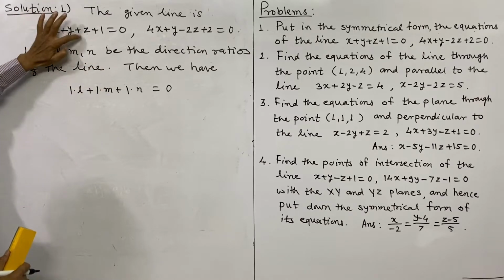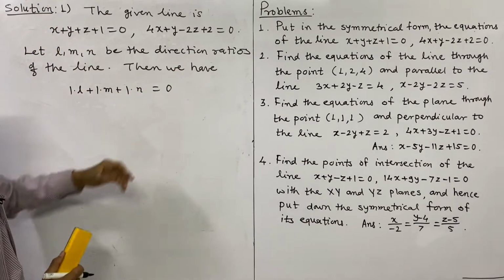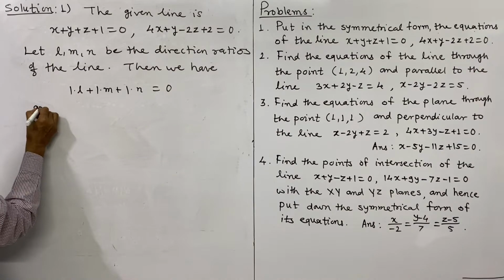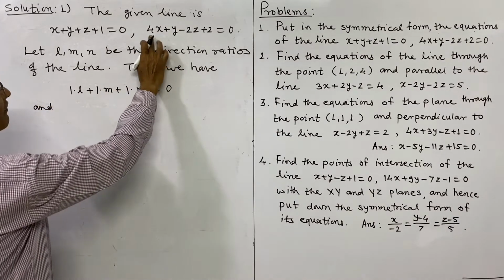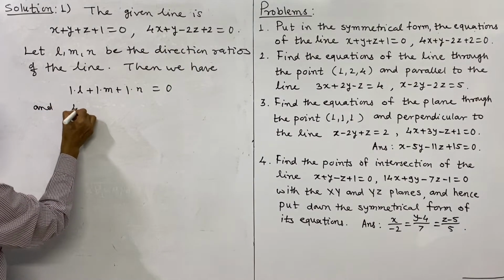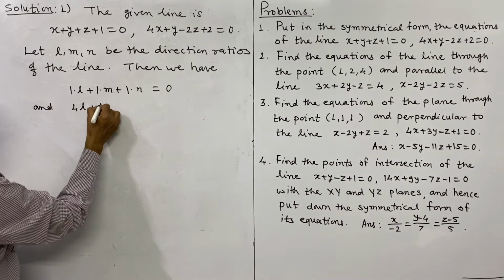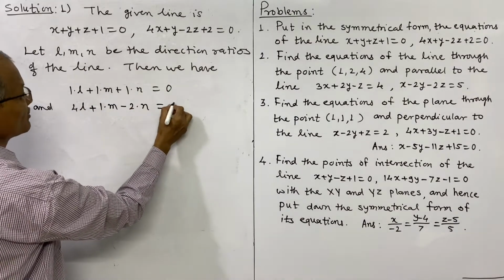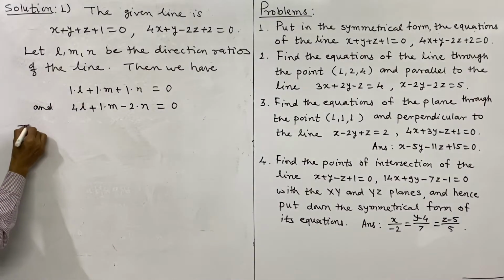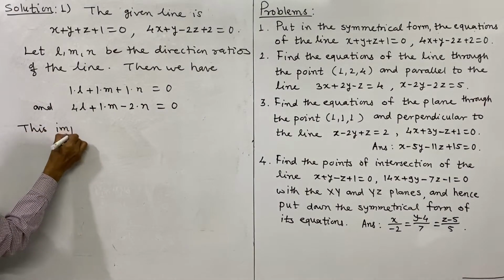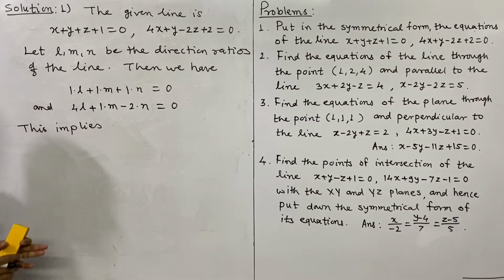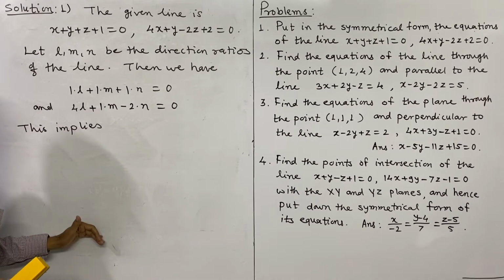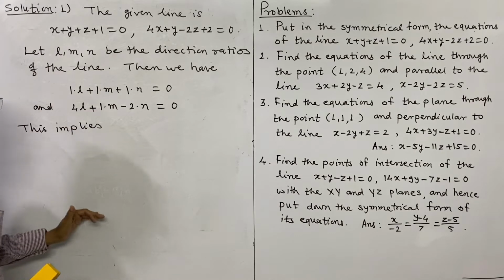Here A, B, C are 1. And second, what are the values of A1, B1, C1? That is 4. So 4L plus 1 into M minus 2 into N is equal to 0. So this implies, the same procedure we are using as we have done in the earlier theory result.